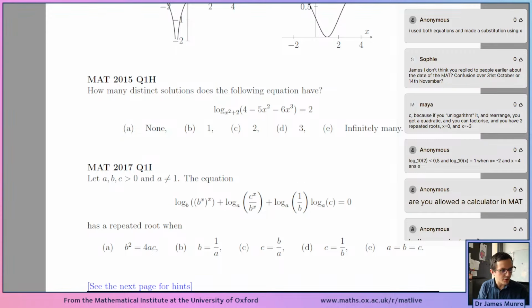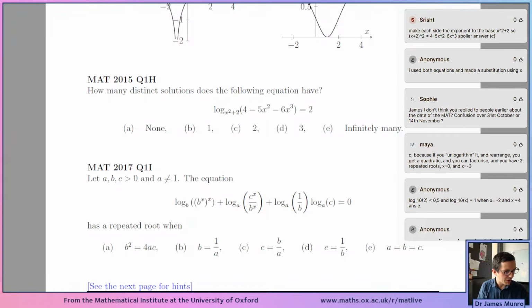Right, okay, we've got a horrible logarithm on the screen. Maya wants to unlogarithm it. Unlogarithm your equations. Oh no, my equations. And then it gives you a polynomial 4 minus 5x squared minus 6x cubed is equal to, and on the right hand side you're going to get some sort of mess, x squared plus 2. Let's switch to this one so that I can write as well.